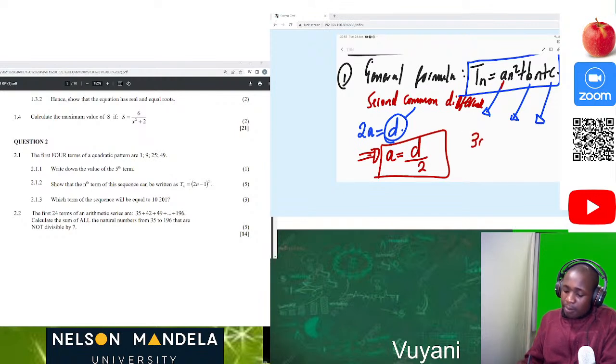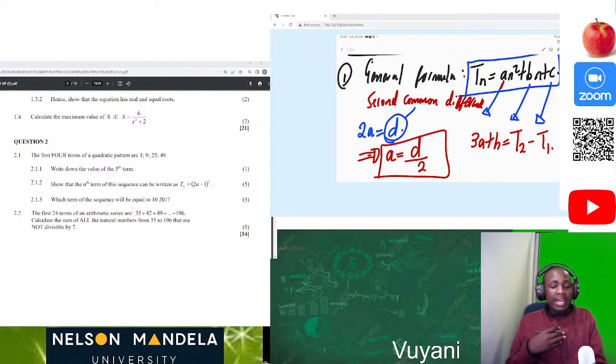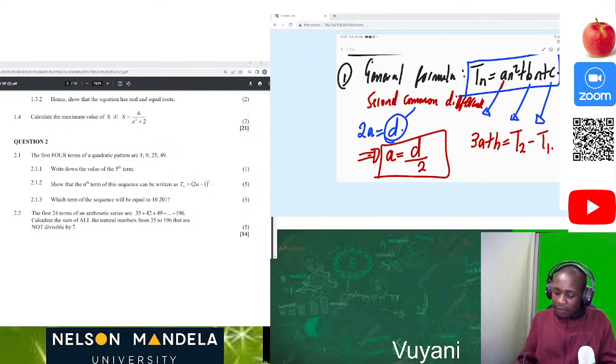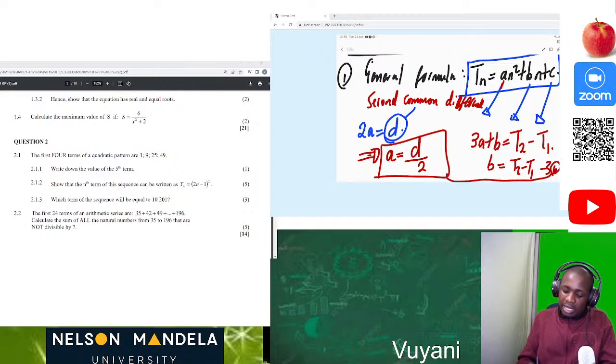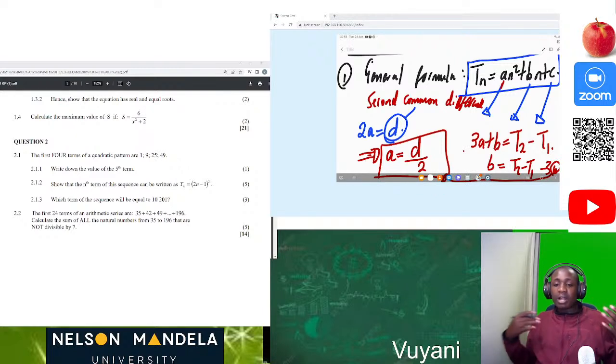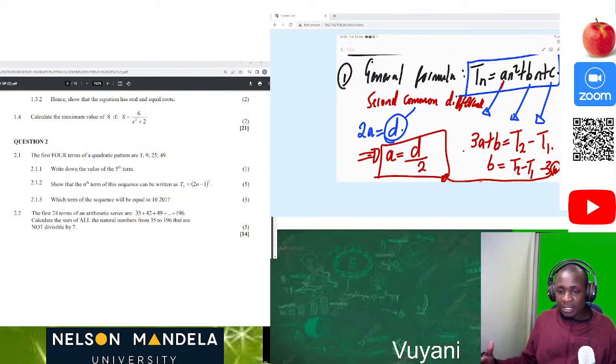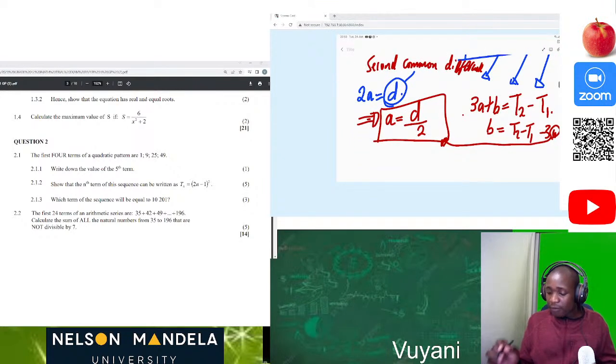Now, in order for us to find b, it's easy. It's just 3a plus b is equal to T2 minus T1. T2 represents term number 2 and T1 illustrates term number 1. So you subtract T2 minus T1 so that you can get the value of b. Now you make b the subject of the formula, then b will be equal to T2 minus T1 minus 3a. What is a? It is the value which you have calculated initially. So everything will now be easy because you have already calculated a lot of stuff. Then after that, you get your value of b.